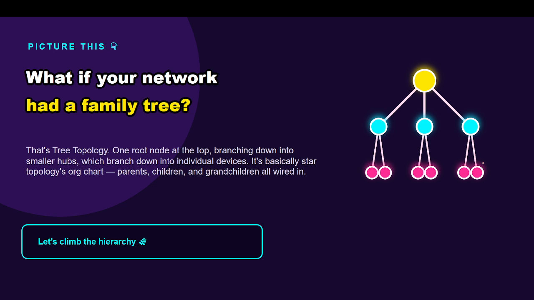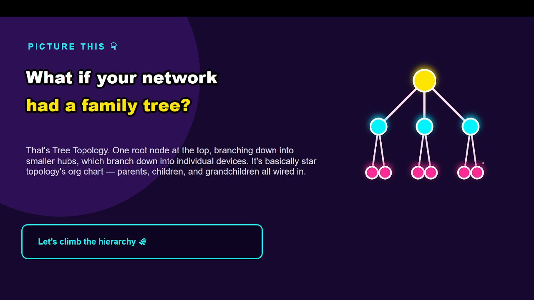What if your network had an actual family tree? One root node up top branching down into smaller hubs, which branch down into your actual devices. Honestly, it's just a star topology org chart. Parent, children, grandchildren all wired in. So a tree topology is a variation of star.